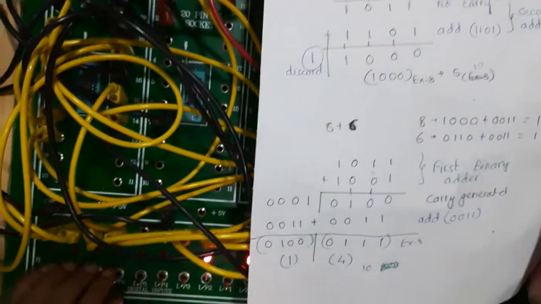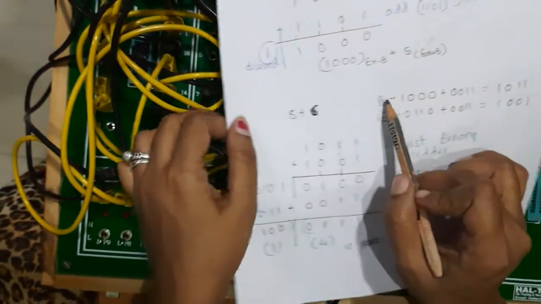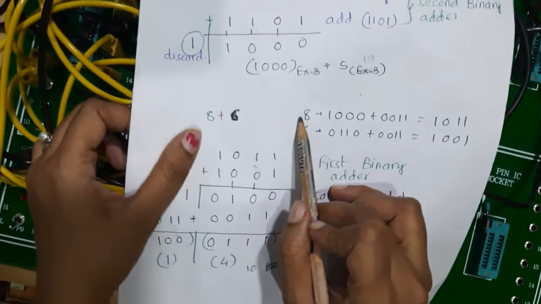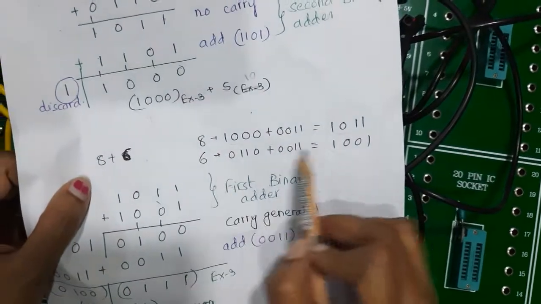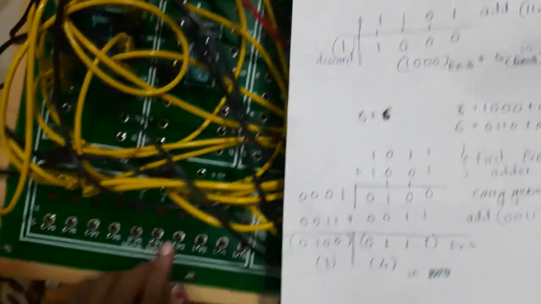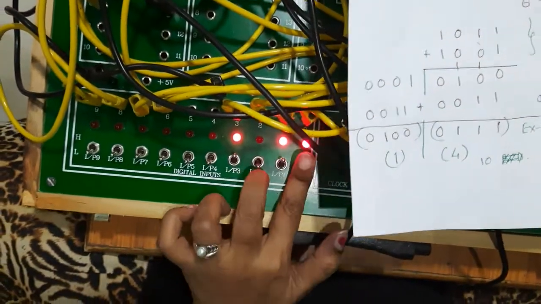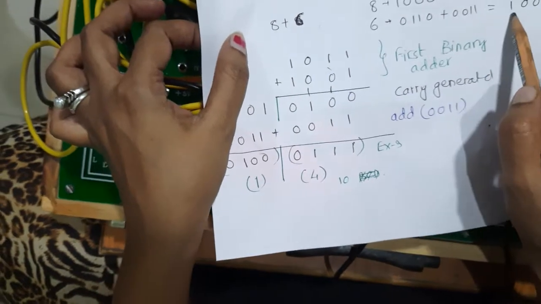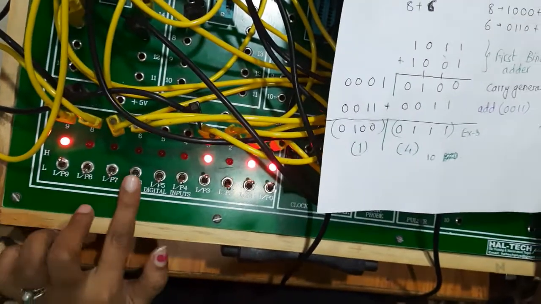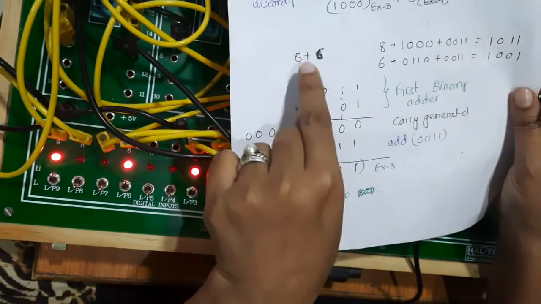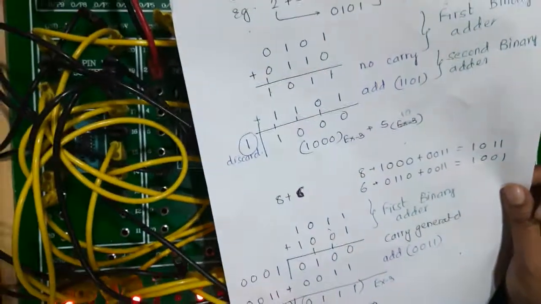Now the second case, 8 plus 6. How can I represent 8? If I wish to add 8 and 6 here in the XS3 adder, 8 should be provided as 1, 0, 1, 1. So the first number is 1, 0, 1, 1. And the 6 is to be given in the form of XS3, that is 1, 0, 0, 1. So what is the result expected? 8 plus 6 is 14.